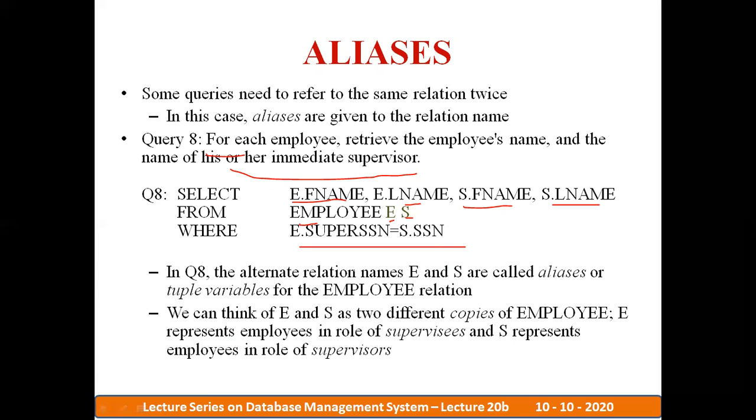So the alternative relations E and S, here we call them aliases or tuple variables for the employee relation. So what are E and S? We can think of E and S as two different copies of the employee. E represents the employee's role as the supervisee and S represents the employee's role as the supervisor. These are the two copies of the employee only.